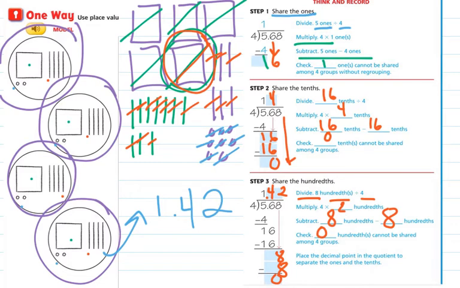Also, boys and girls, it's really important that you're placing the decimal point in the quotient right off the bat, just to make sure that you're separating the ones from the tenths. So our answer here indeed is 1 and 42 hundredths, and we see that it's the same amount that we got in our place value picture.